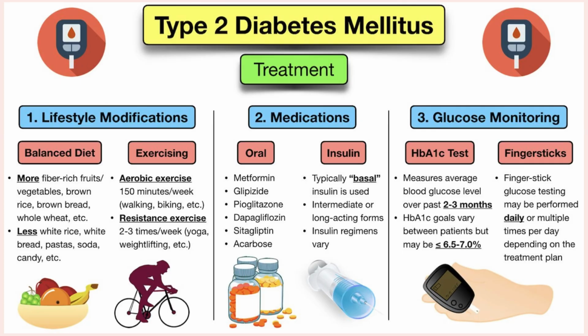One thing you want to do is lifestyle modification. So you want to eat a balanced diet. You want to include more fiber-rich fruits and vegetables, brown rice, brown bread, whole wheat. You just want to stay away from anything white. So you want less carbs, less pasta, less sugar, less soda, less candy. You want to exercise at least 150 minutes a week of aerobic exercise, or you can do resistance exercise 2 to 3 times a week, such as yoga or weightlifting.